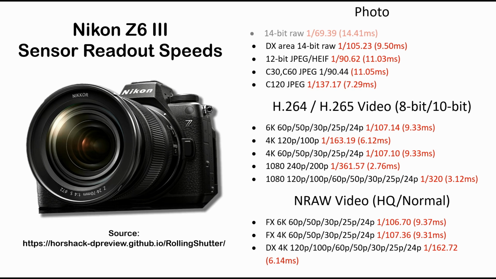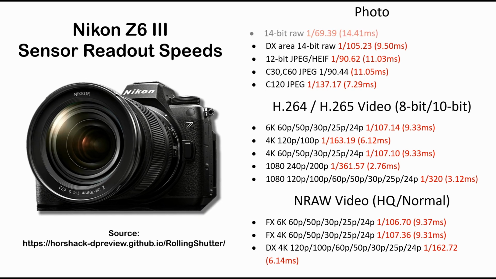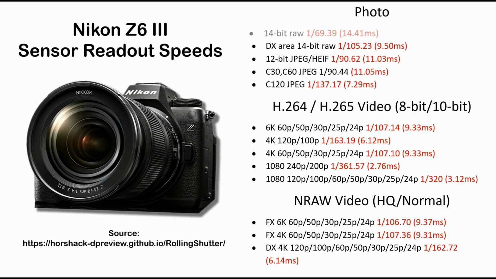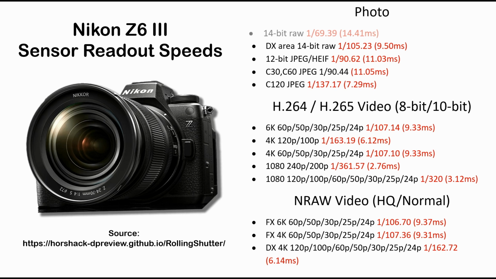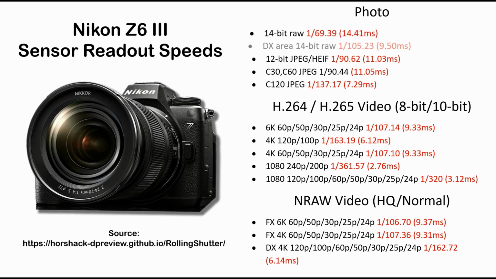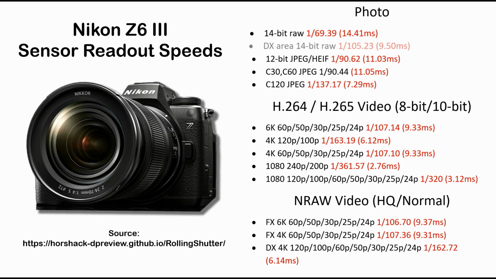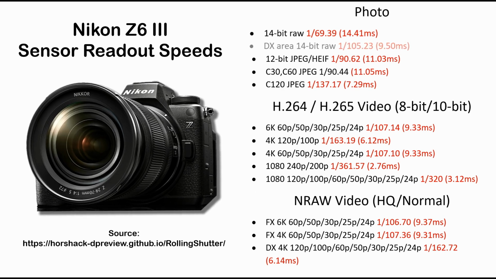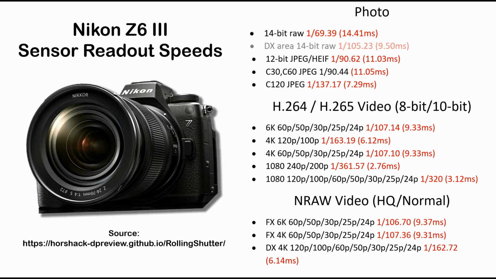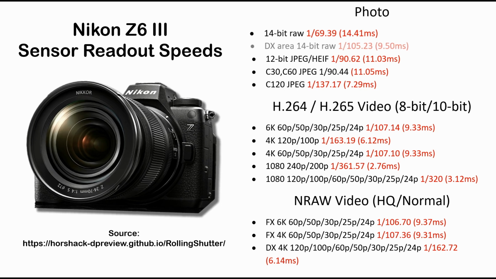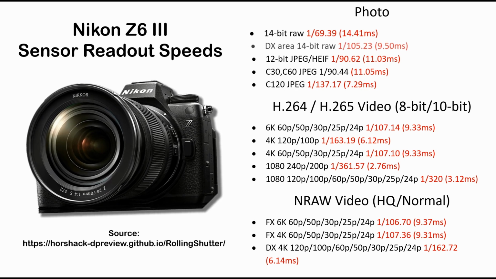Note that Nikon dropped 12-bit support for RAWs in all their EXPEED 7 generation cameras, so there are no 12-bit RAW measurements for the Z6 III. The DX area readout speed for RAWs is 1/105th of a second, which is 9.5 milliseconds. This directly corresponds to the DX crop of the sensor, meaning there are 1.5 times fewer rows to read out, so 1.5 times faster readout speed.